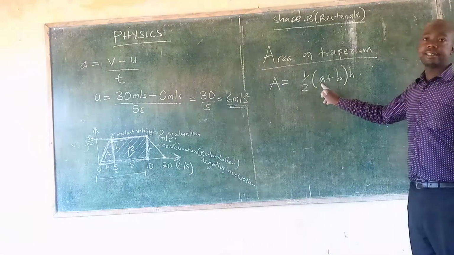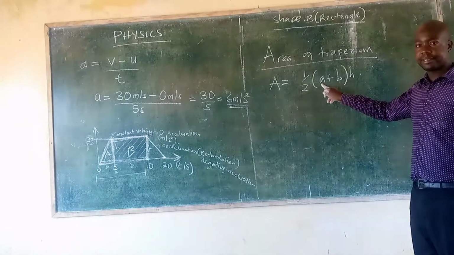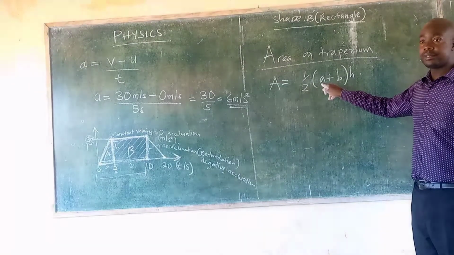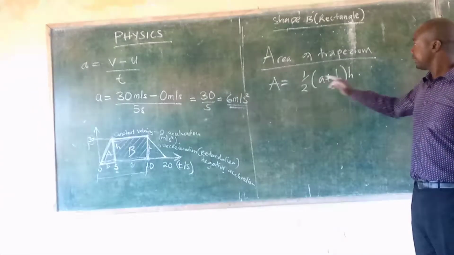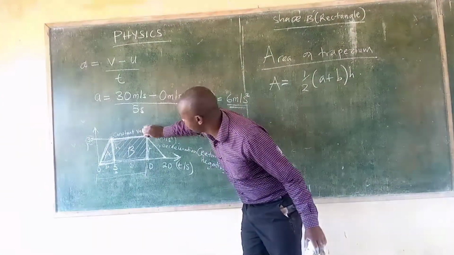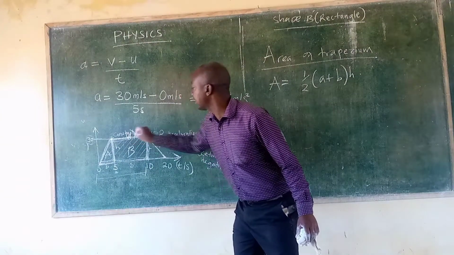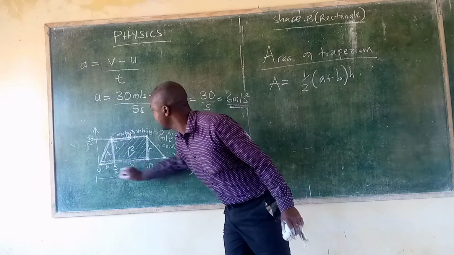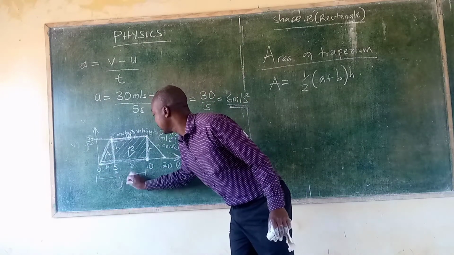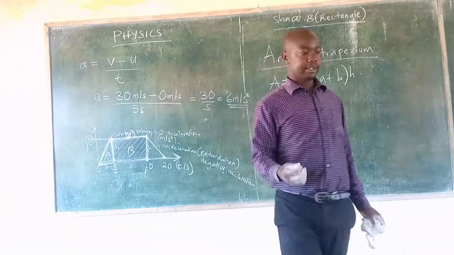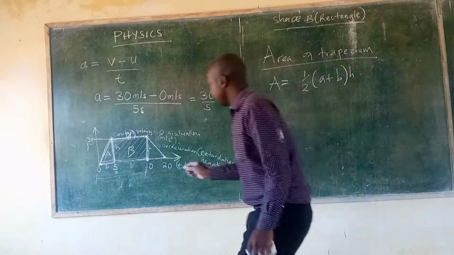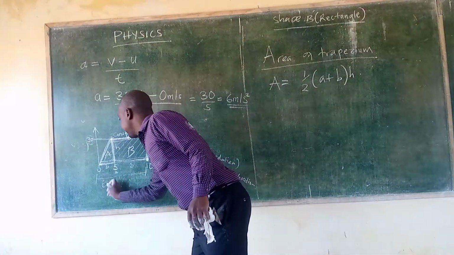a represents one of the distances, or the length, of that rectangle or square. So for instance, the distance from here to there can be represented by letter a, and the distance from here to there can be represented by letter b. So this one is represented by letter b.